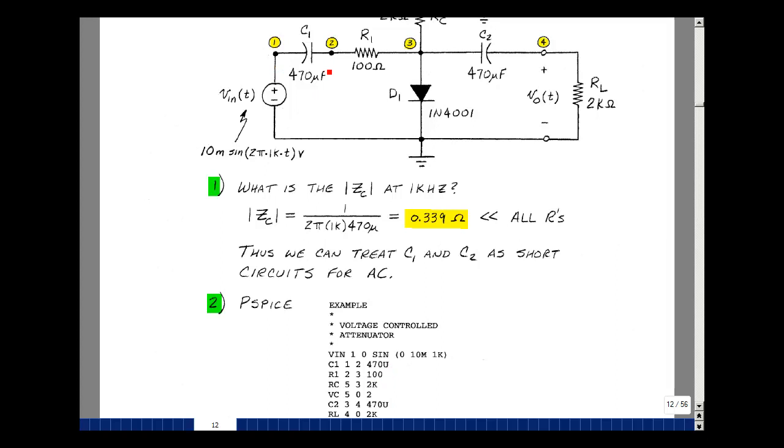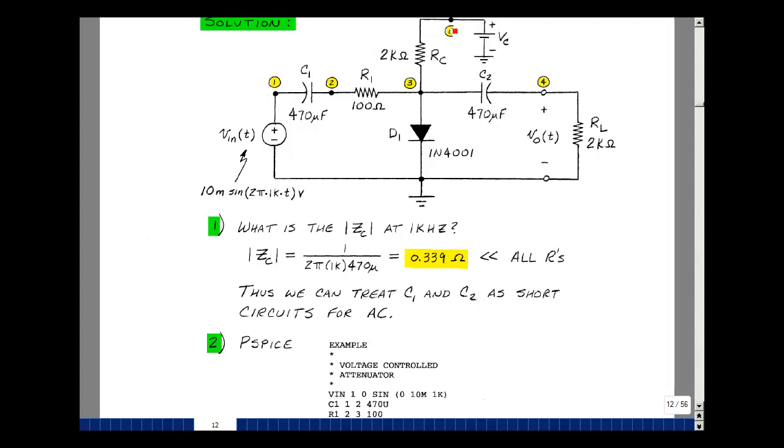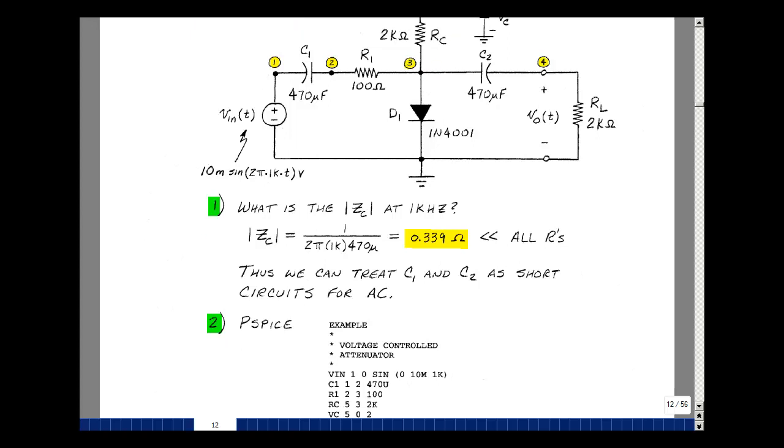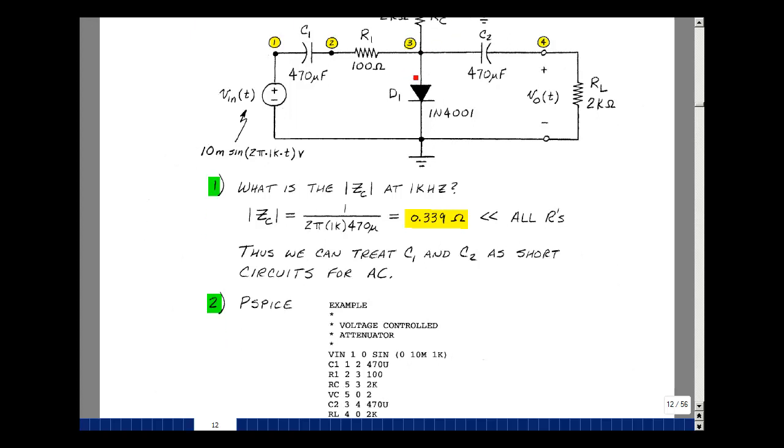The resistor R1 is between two nodes. I just picked 2 first and then 3, 100 ohms. The resistor R sub C is up here on top. It's between 5 and 3 or 3 and 5. Pick it any way you want to, and it's a value of 2K. This capacitor is between 3 and 4, value of 470.